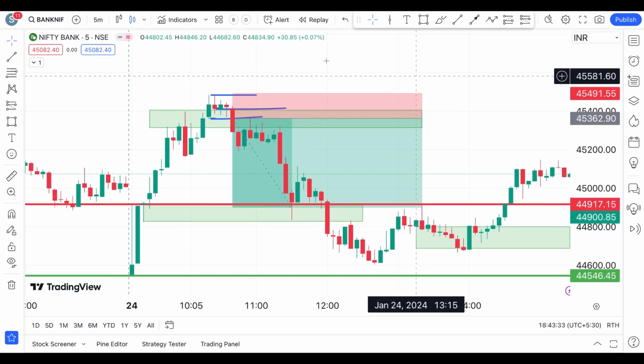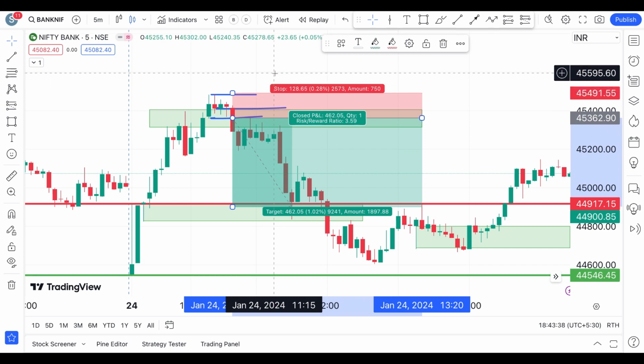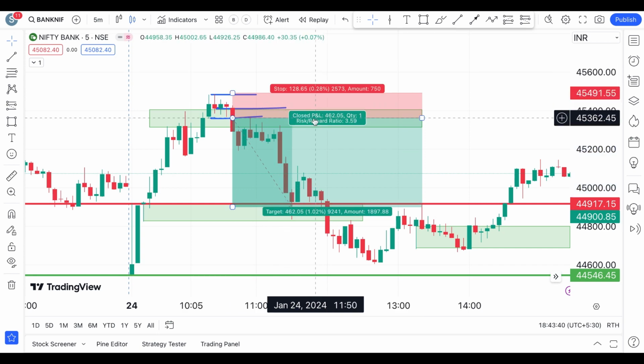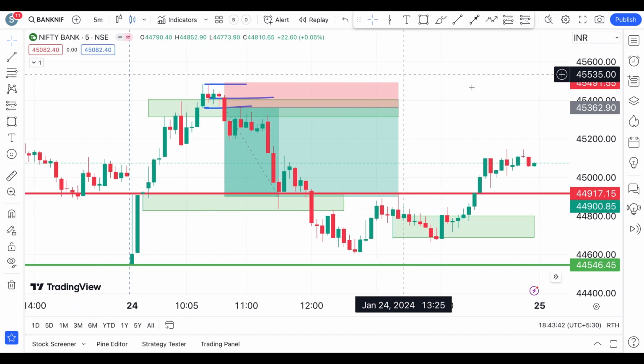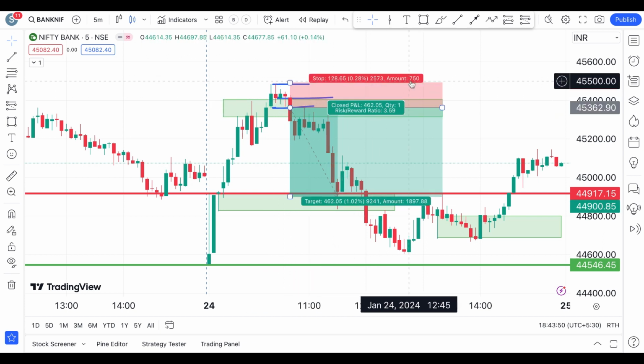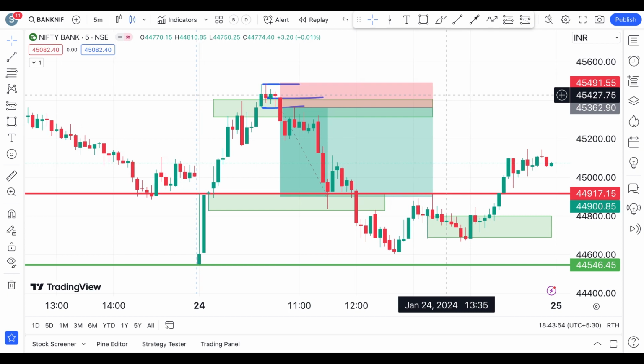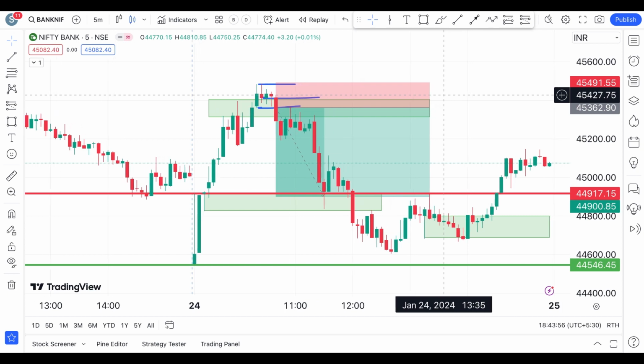So as you can see, this one analysis, this one setup could have served you 462 points of momentum. That's it. So that is the importance of swing highs and swing lows and all these breakouts, and those in combination with candlestick patterns are going to reward you very well if you are very serious about the stock market. So that's it, guys.